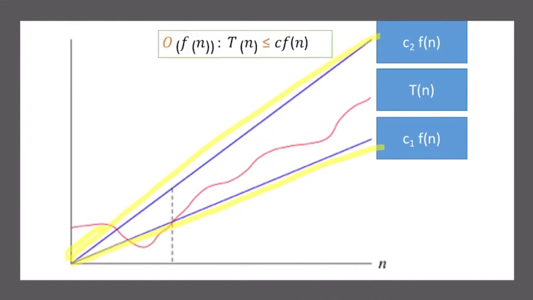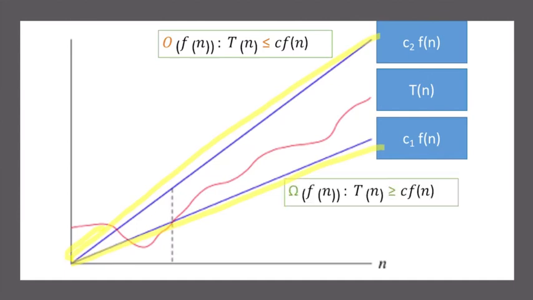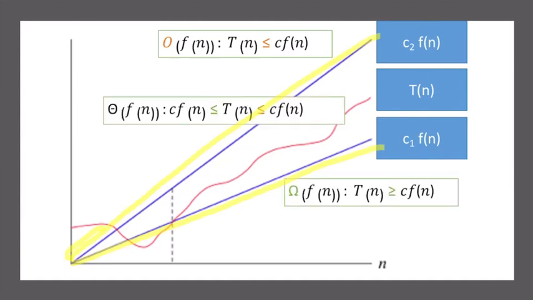So to say you have a tight bound, a theta proof, to say that your function is theta of some function, you do a big O proof, so you say T of n is less than or equal to some constant times f of n. You do an omega proof, and those two things combined together give you the theta proof.